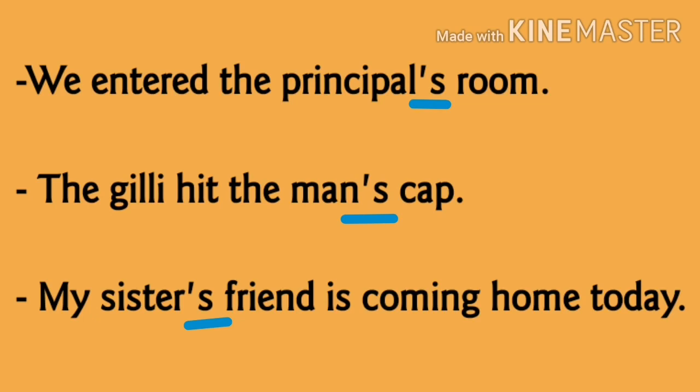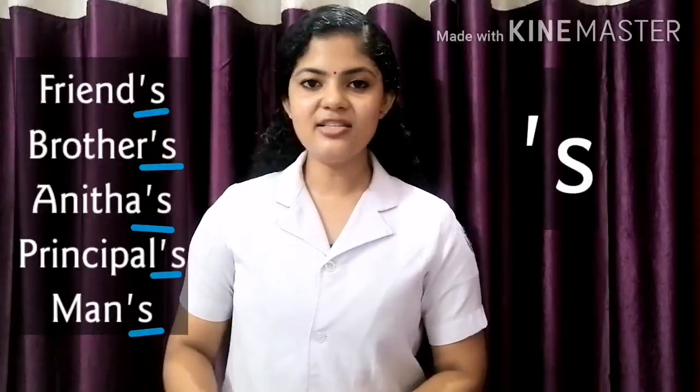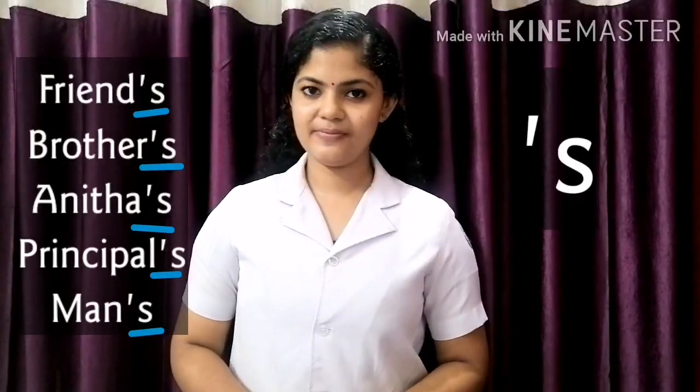See all these nouns: principal's, man's, sister's. All these nouns are singular. So we add the apostrophe and s with the singular noun. All these words like friend's, brother's, Anita's, principal's, man's, are singular nouns. So we add an apostrophe and s at the end of the noun.